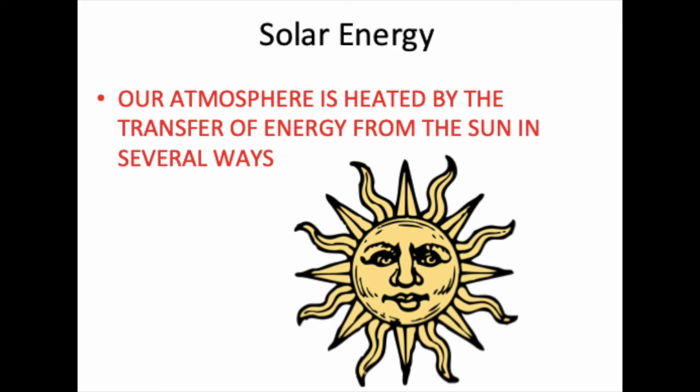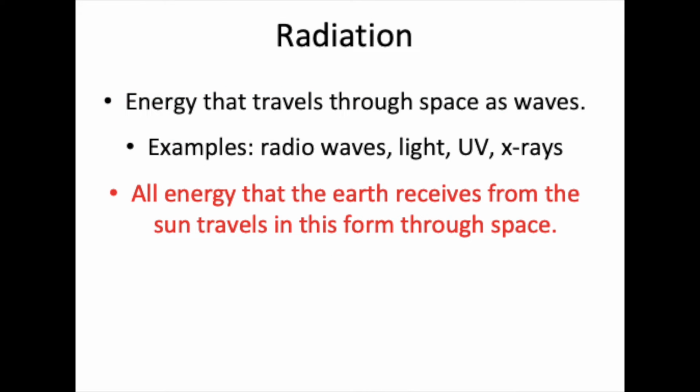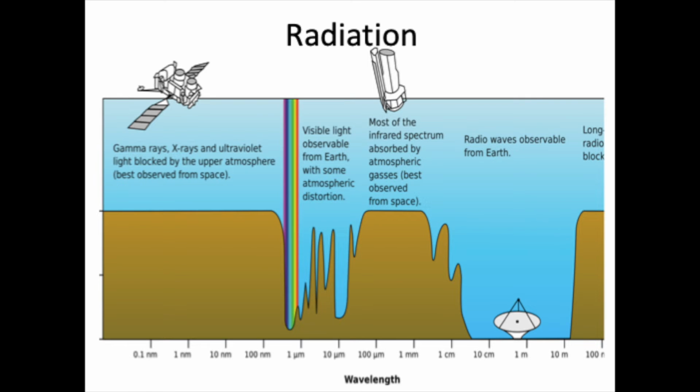Okay, this might be the most important thing that you're going to learn throughout this presentation. Our atmosphere is heated by the transfer of energy from the sun in several different ways. 99.9% of all energy comes from the sun. It just comes in different ways as far as the transfer of heat and energy. Radiation is energy that travels through space as waves. All energy that Earth receives comes in this form of radiation.